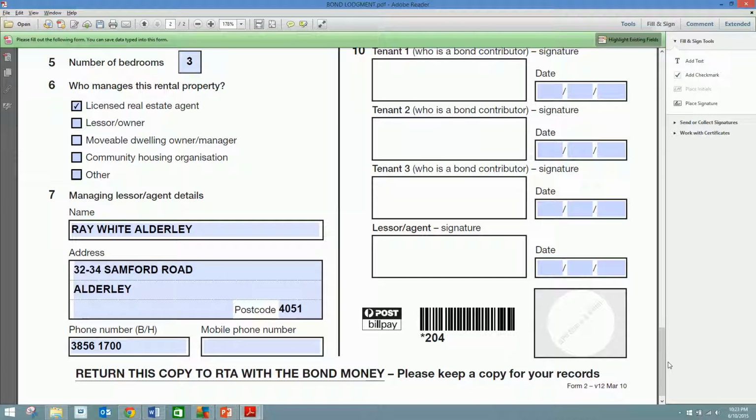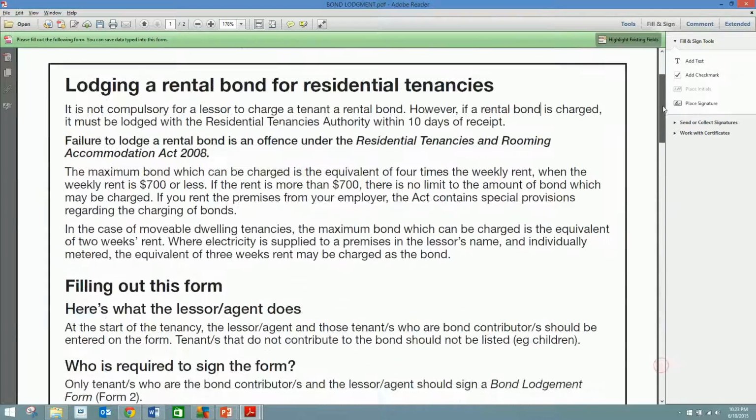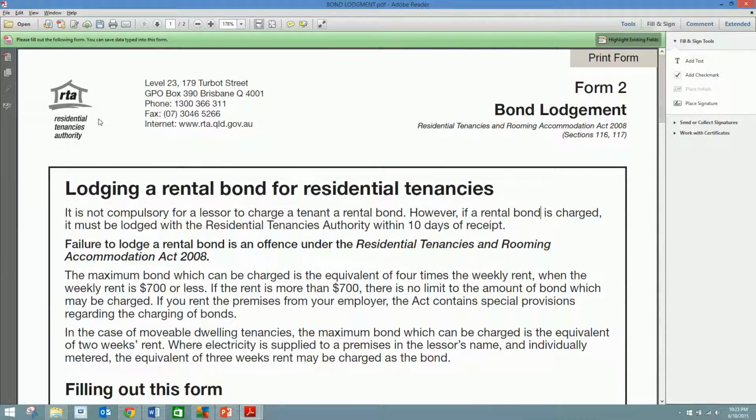So remember, the purpose of the bond lodgement form is so that your money is protected. Okay, it gets kept with the Residential Tenancies Authority. And then if the landlord wants to use your bond for paying rent or for repairs to the house, they have to apply. They can't just use it for anything. So you are protected.